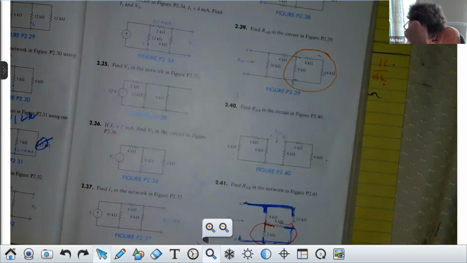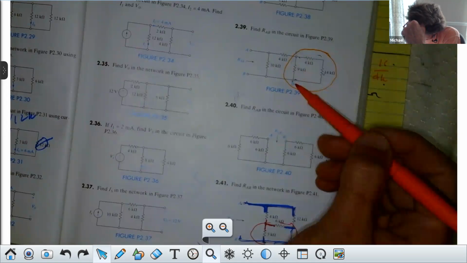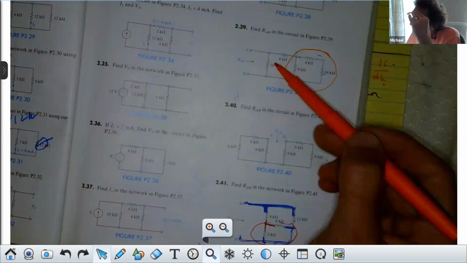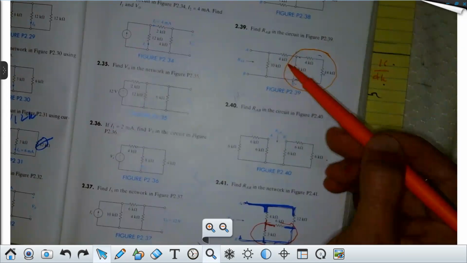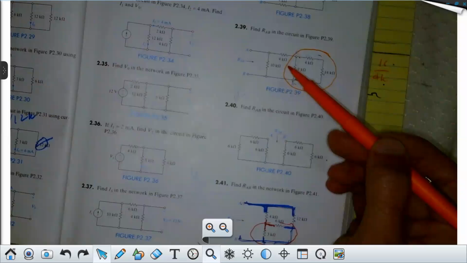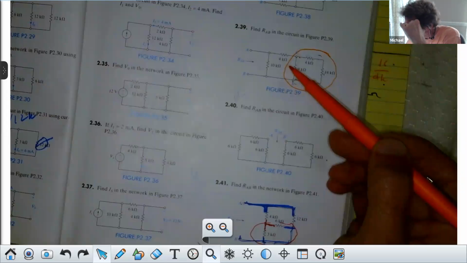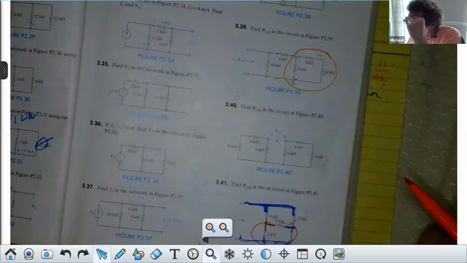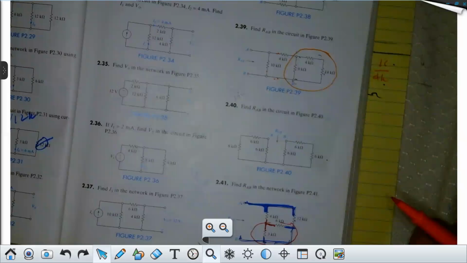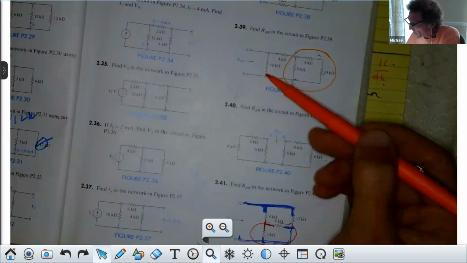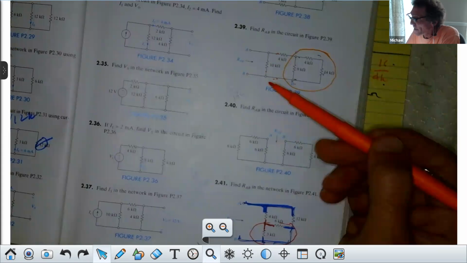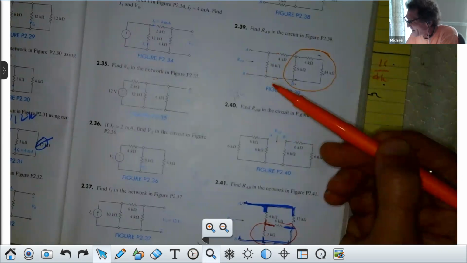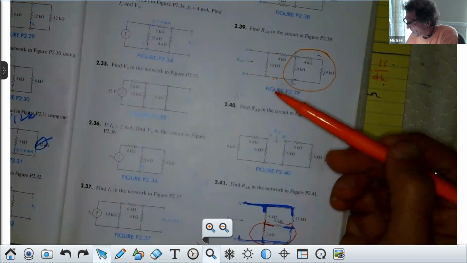All right, now if that's 6K, that's also in series with 4K, correct? Which is 10K. 10K from here to here. Do you see how 10K is in parallel with 10K? 10K in parallel with 10K is 5K. Okay, y'all are right. You okay with that, class?